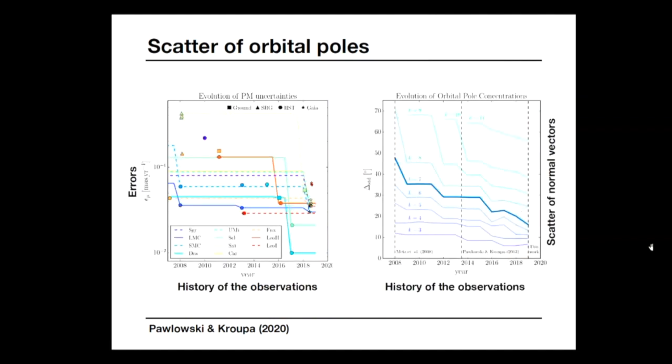Another view on how to look at this, what I always like, is to look in history. On the left panel, we look at the history of the observations. So we are going back in time from 2008 till today. On the y-axis is the errors. On the right panel, we have again the history of observations, and here's this measure of the scatter of the orbital poles. And what we see is that the better the observations became, the lower the scatter went down. So with each better observation we have on these orbits, it looks like these satellites are constrained more and more to this plane of satellites.